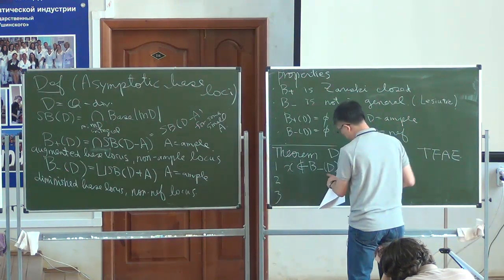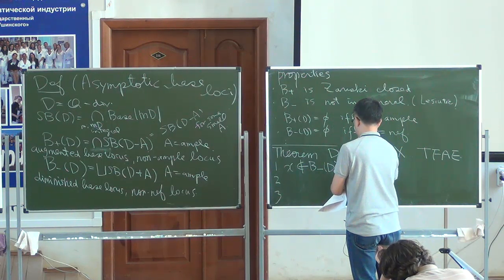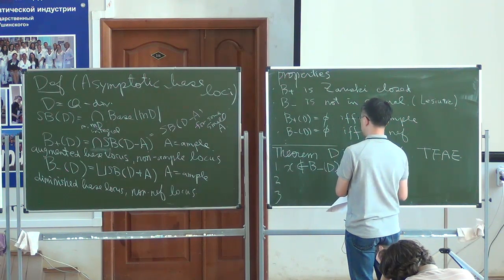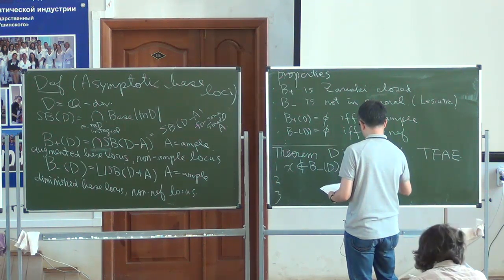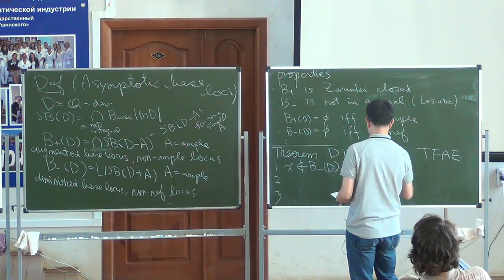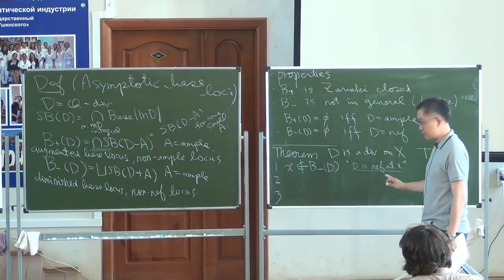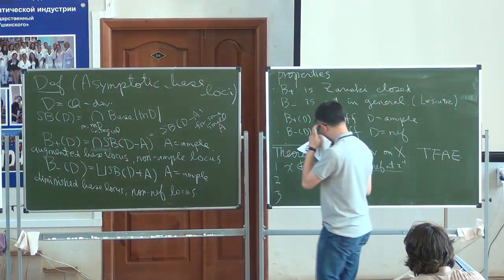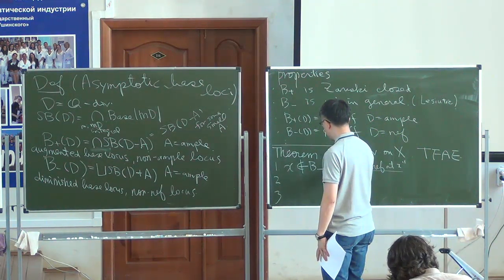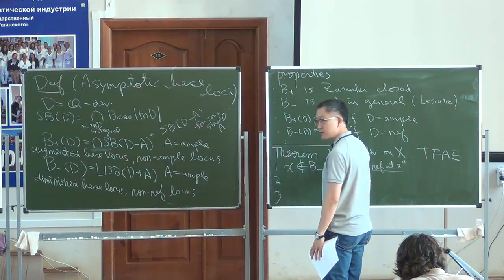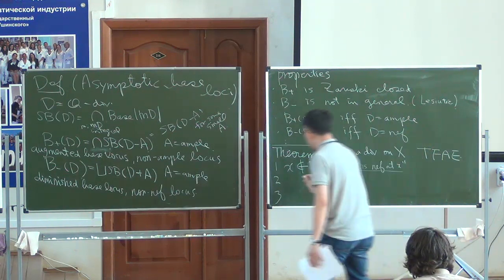D is nef at X. This is not the official definition, but you can say D is nef at X. This is the non-nef part of D, and X is not contained in here. So D is nef at this point.